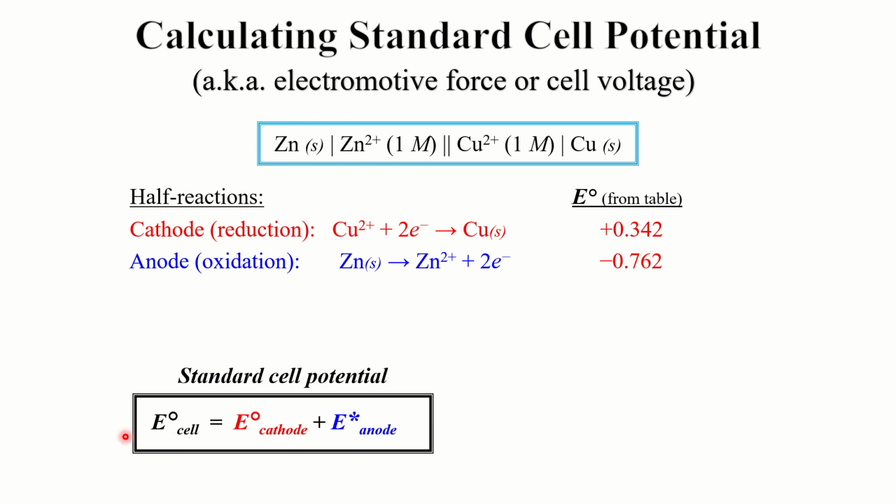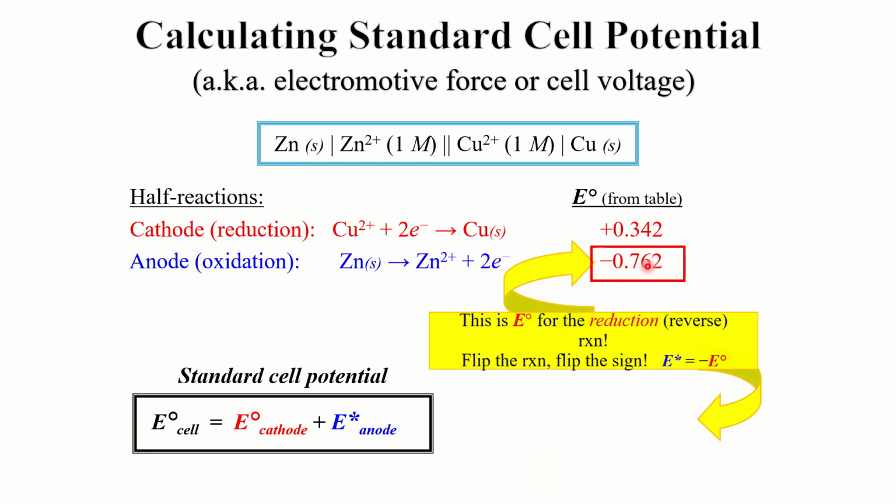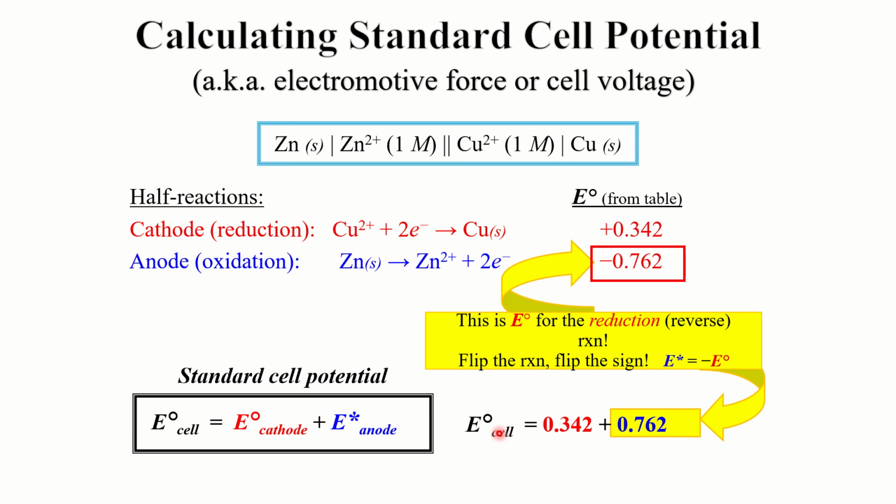Remember that standard cell potential, E cell, is equal to the reduction potential of the cathode plus the oxidation potential of the anode. So this value can just be plugged in as is. This is a reduction potential. But this value right here, again, this is a reduction potential, but the reaction that's occurring at the anode is oxidation, and we want the oxidation potential. So we're going to take this value and flip the sign. So E cell is equal to 0.342 plus positive 0.762, giving a final answer of 1.104 volts.